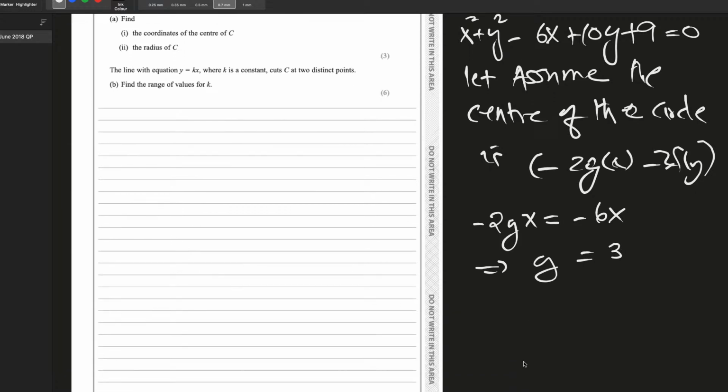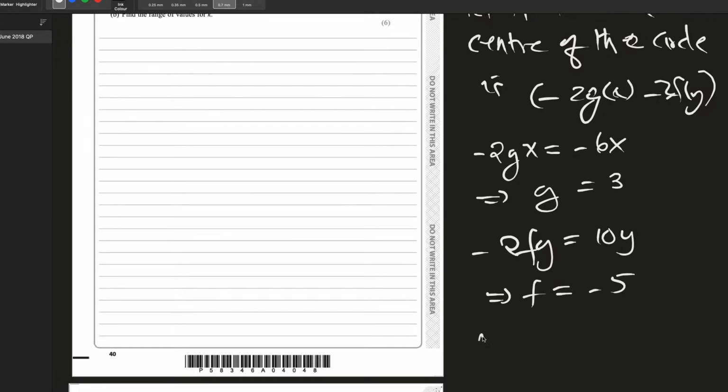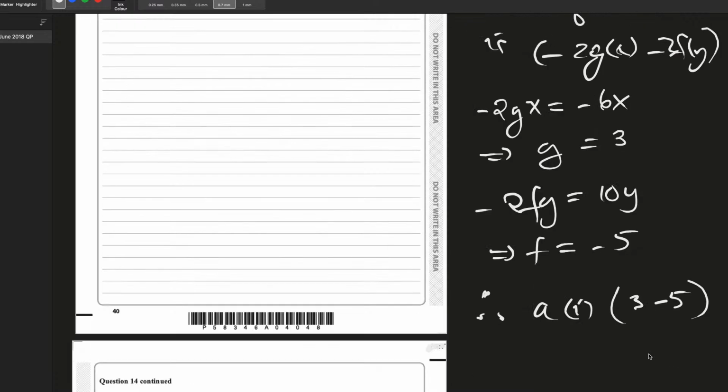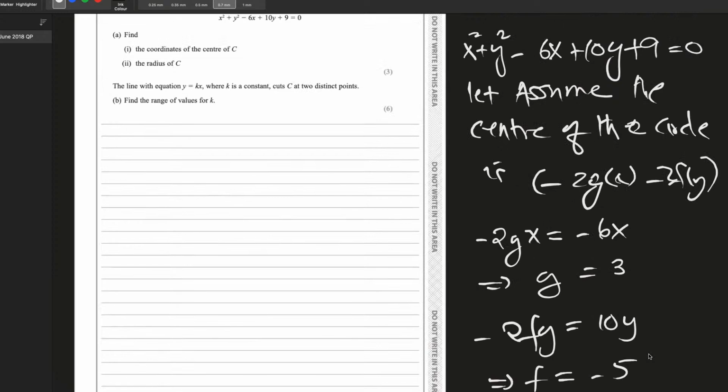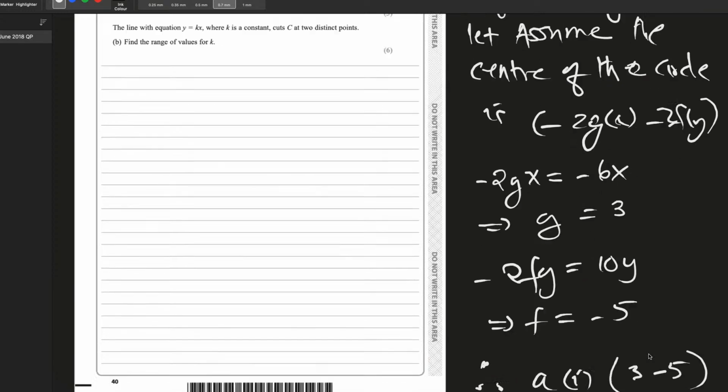Okay, friends. And the other one, negative f of y is equal to 10y. This implies straight on that f is equal to negative 5. So therefore, for part I, the center coordinate is 3, negative 5. You see, we have calculated our coordinates so easily. Well, alternatively, we can also use the method of completing the square. So let's try that one as well and see.